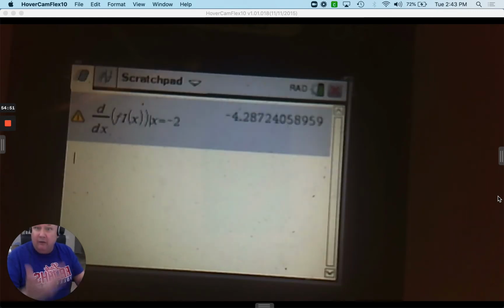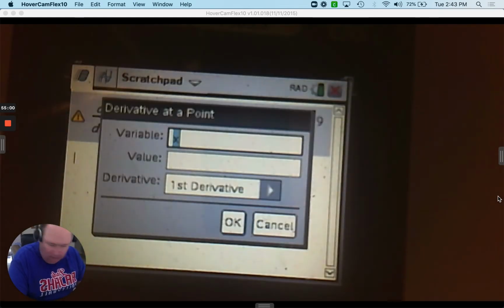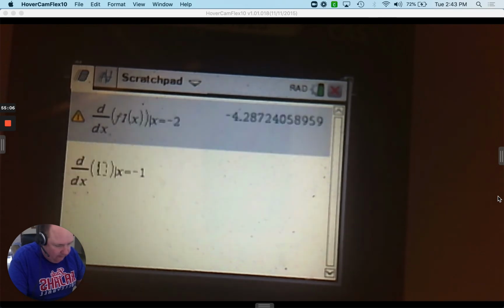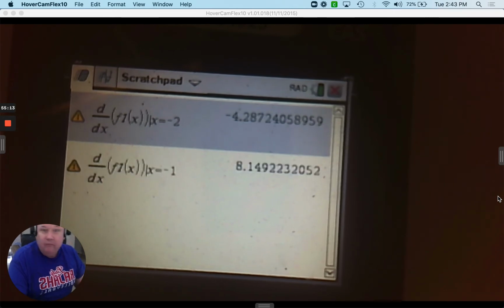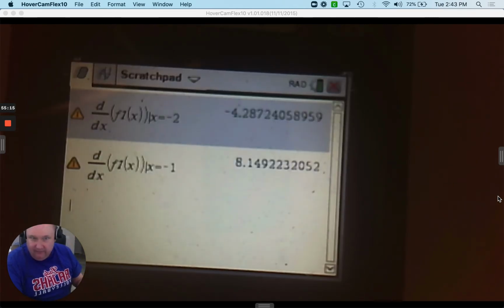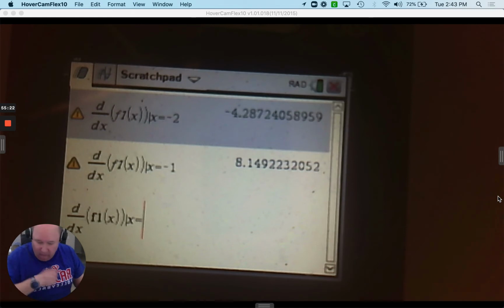Now I'm going to go to the next one. So now it's the same question, derivative. So calculus, derivative at a point. Oops. That's x. Now we're looking at -1. And then f1 at x. And now the answer is positive 8. So that one's greater. So now we've got that. If you want to, we can do this and then change that to 0.